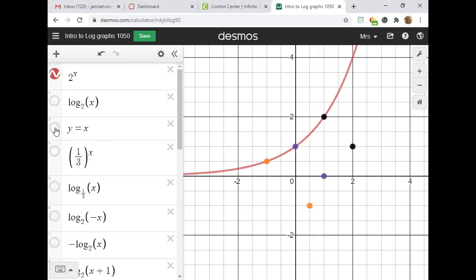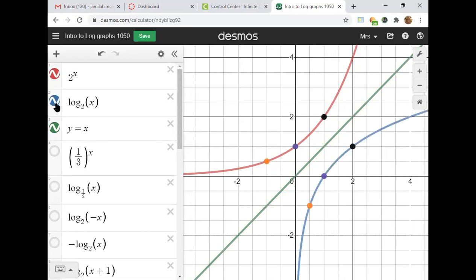Can you see visually how those dots are all a mirror image across the line y equals x? That green line right there? So if I connect all of those, do you see how the original has an asymptote right here on the x-axis? Now my new graph is going to be approaching but not touching the y-axis. Do you see that? So this blue graph right here is the graph of log base 2, which is just the mirror image of the graph y equals 2 to the x. Any questions about that?